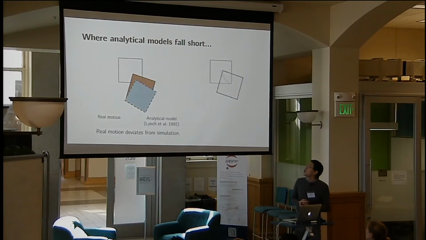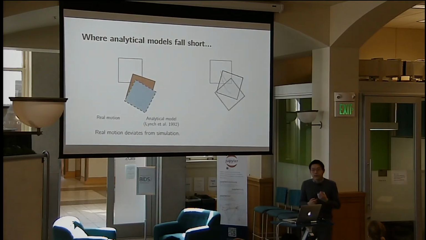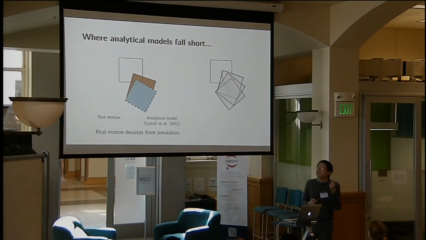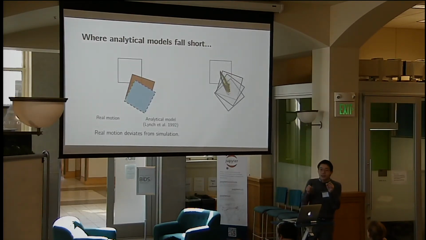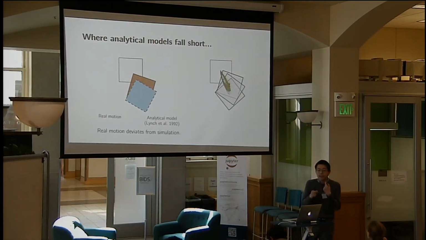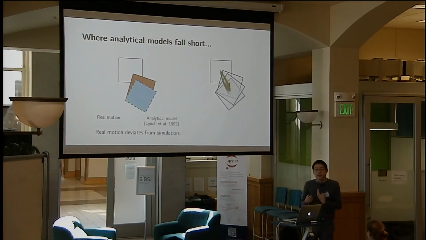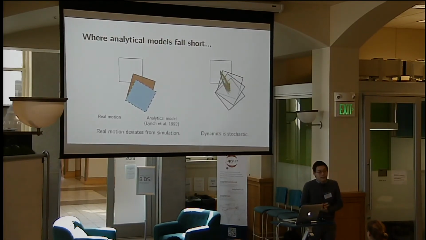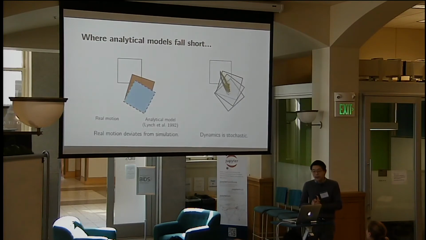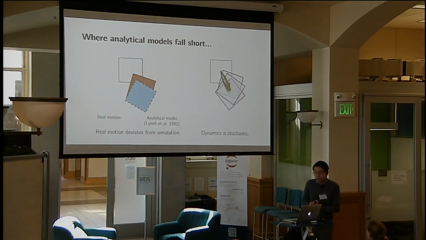And a second point I want to make is that real world dynamics is really stochastic. Even if you have the same object and have them interacting in the same way with the same initial configuration, the outcome could be stochastic, right? So dynamics is stochastic, which is also something that analytical models usually don't really capture.